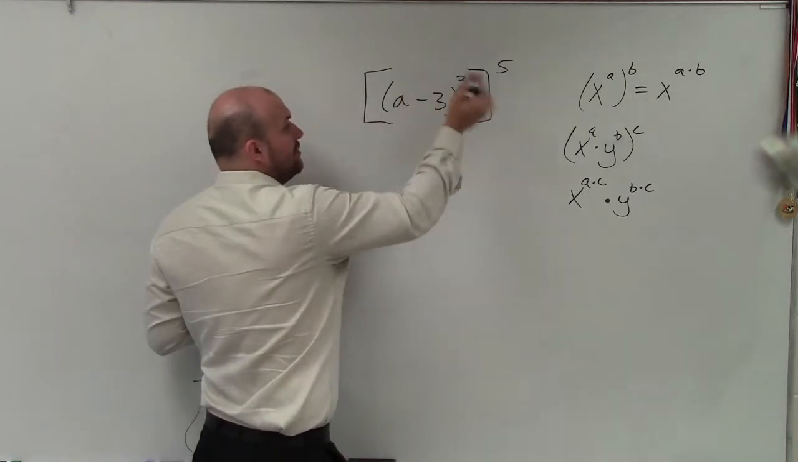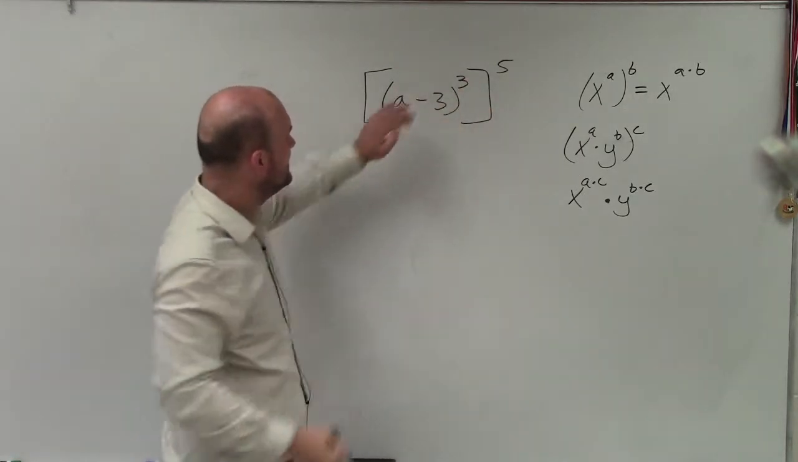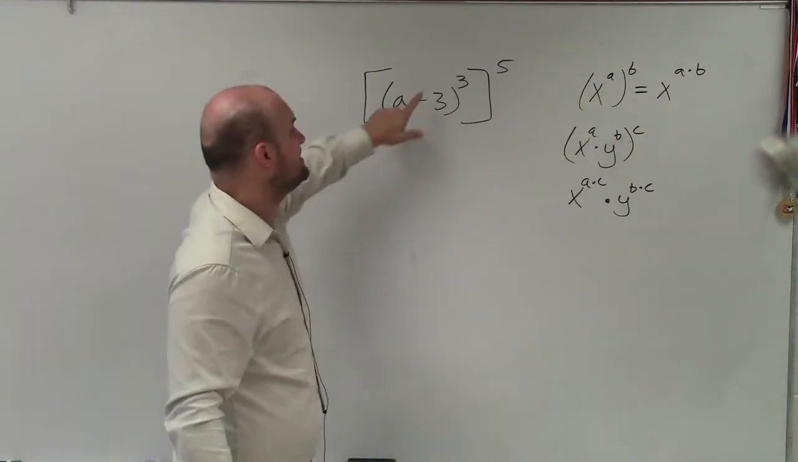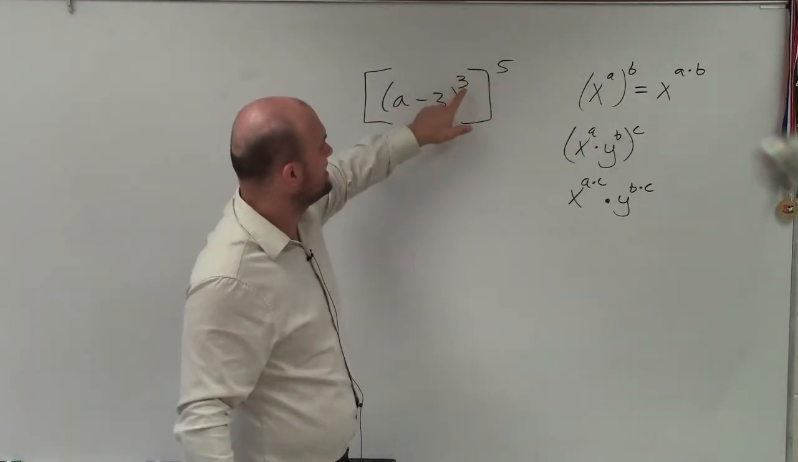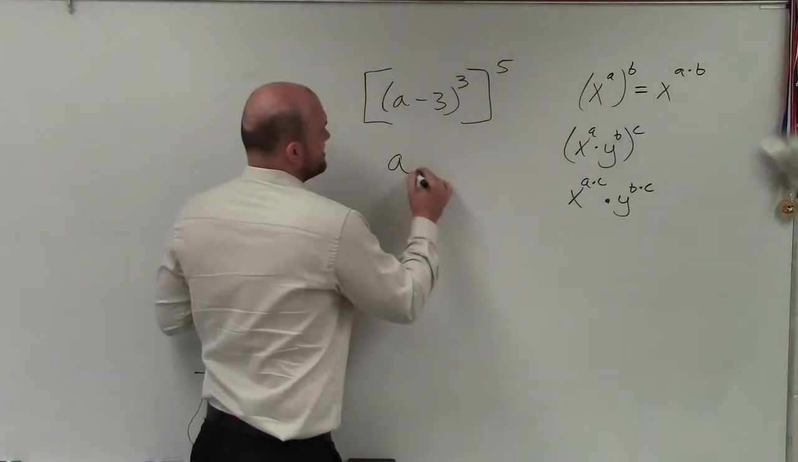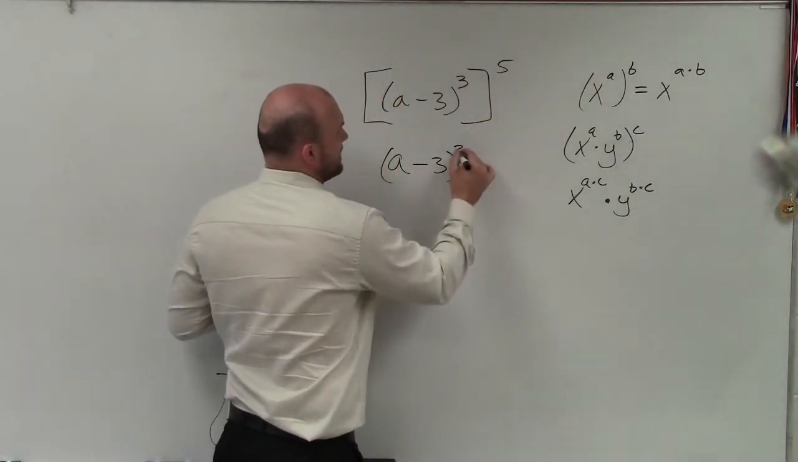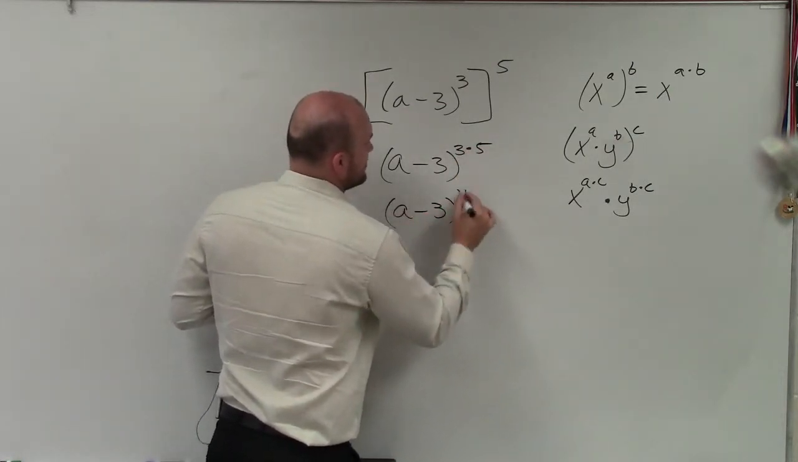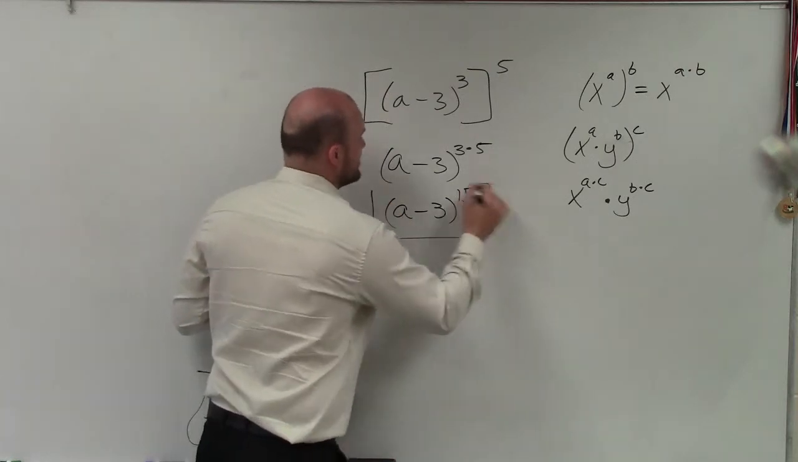So therefore, the only thing else I can do, we can just try to pretend this is like its own monomial, right? That's just like its own x. Then take 3. If you see, I have 3 raised to the 5th power. It's just like a to the b. So therefore, by simplifying this, all I need to do is multiply 3 times 5. So I have a minus 3 raised to the 15th power. And that is going to be my final answer.